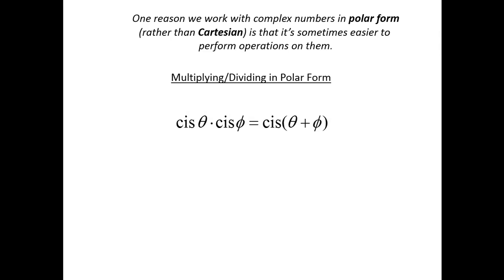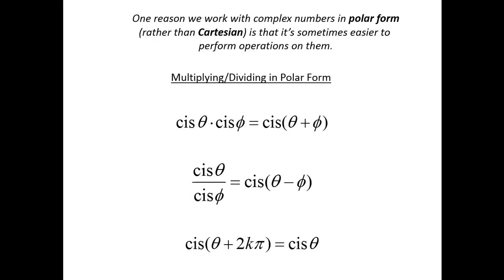If I have cis of theta times cis of phi, we can express that as cis of theta plus phi. Cis of theta divided by cis of phi, we can express as cis of theta minus phi. And then cis of theta plus 2k pi, we can express as cis of theta. These first two, I like to think about as similar to the log properties and rules we have in logarithms. There's a way you can remember those.